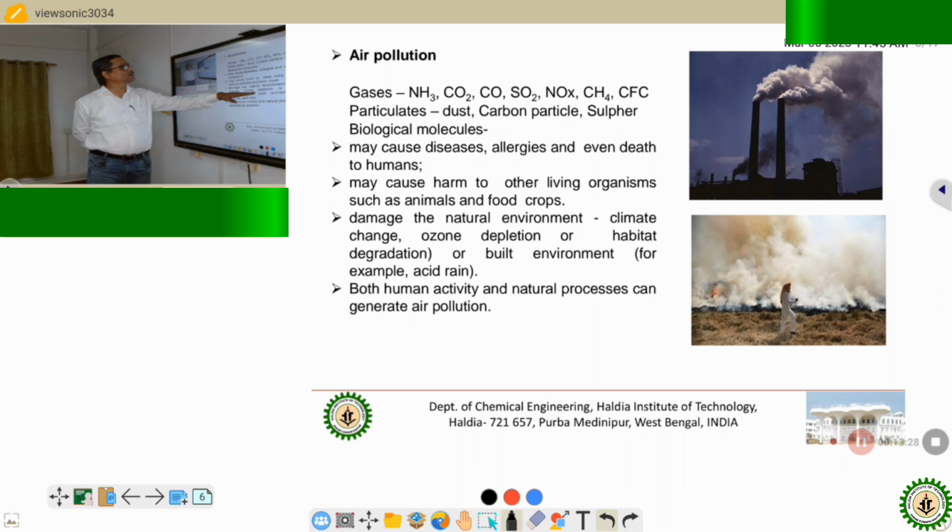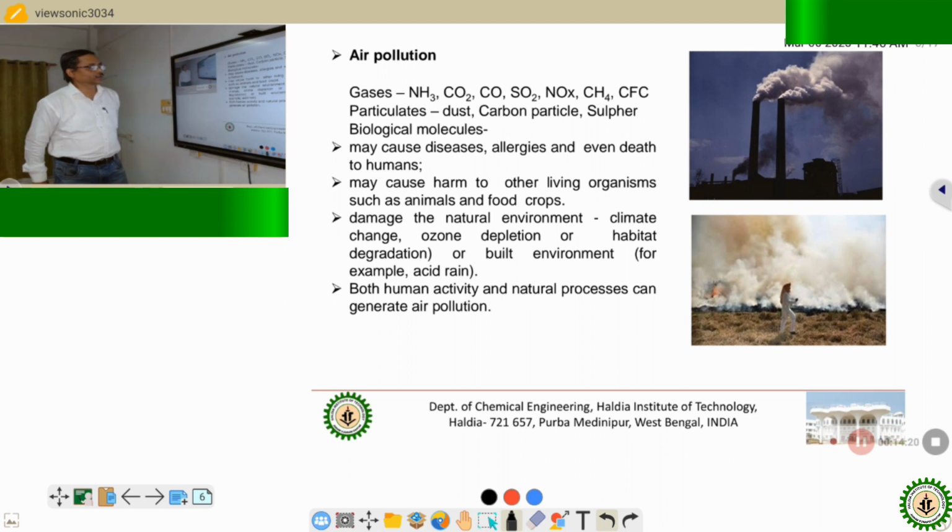There may also be ozone depletion or habitat degradation. If the air pollution is high, sometimes there may be acid rain. Sulfur dioxide or carbon dioxide, once absorbed by water, will form carbonic acid or sulfurous acid. That acid rain will damage the vegetation, building materials, and even our health, and indirectly it will move under the soil, and if the groundwater is contaminated and we consume that water, then definitely we get disease.